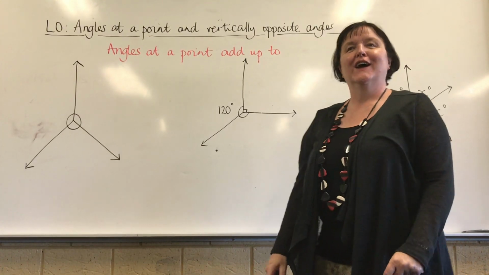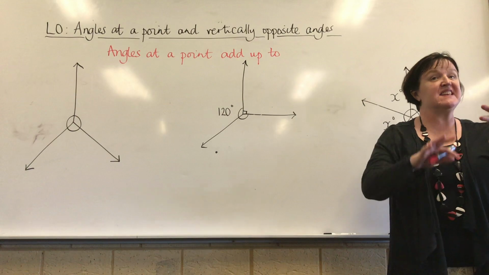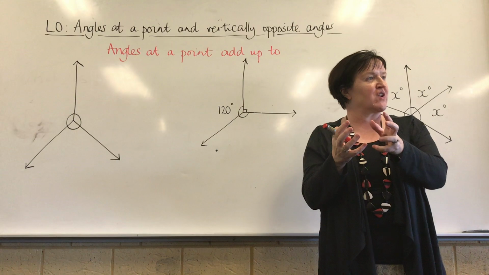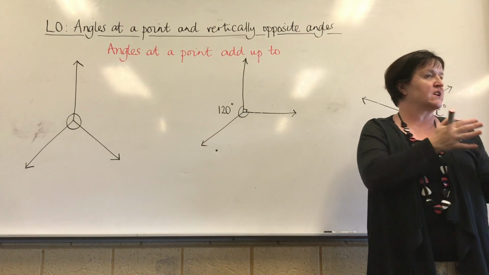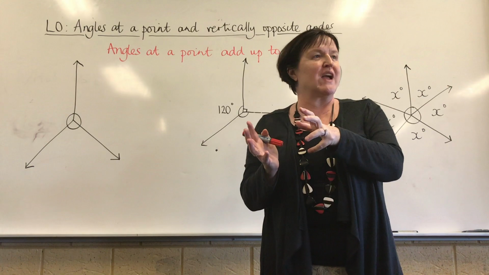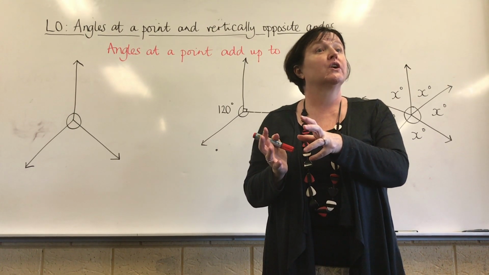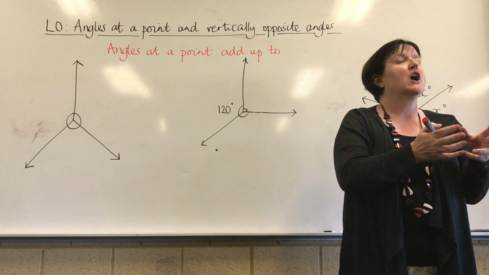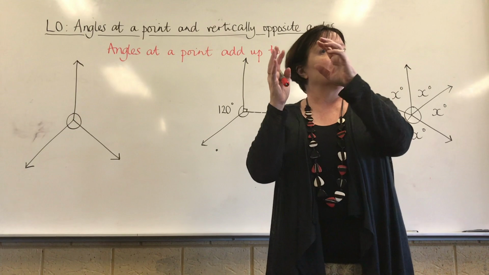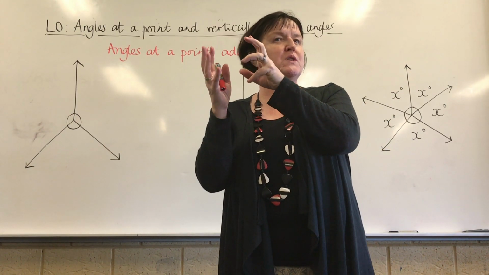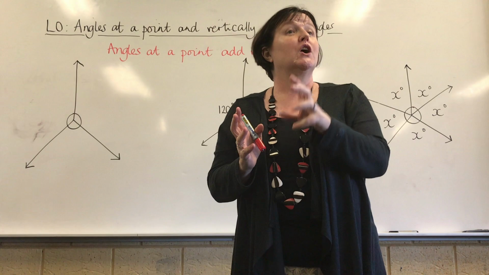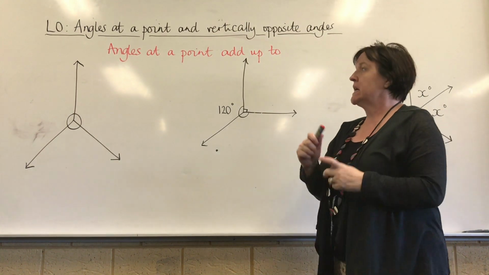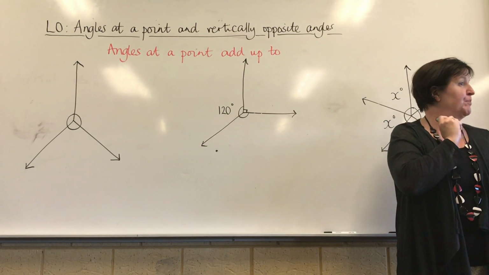Okay, so now we're going to look at the next group of angle relationships. Yesterday we looked at complementary and supplementary angles. Just to recap, complementary angles add up to 90 degrees. Supplementary angles add up to 180 degrees. The word you use with complementary is complement, and the word with supplementary is supplement. That's right. So today we're looking at angles about a point.